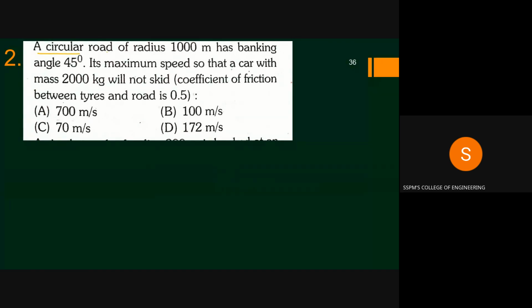A circular road of radius 1000 meters has a banking angle of 45 degrees. Find the maximum speed so that a car with mass 2000 kg will not skid if the coefficient of friction is 0.5.